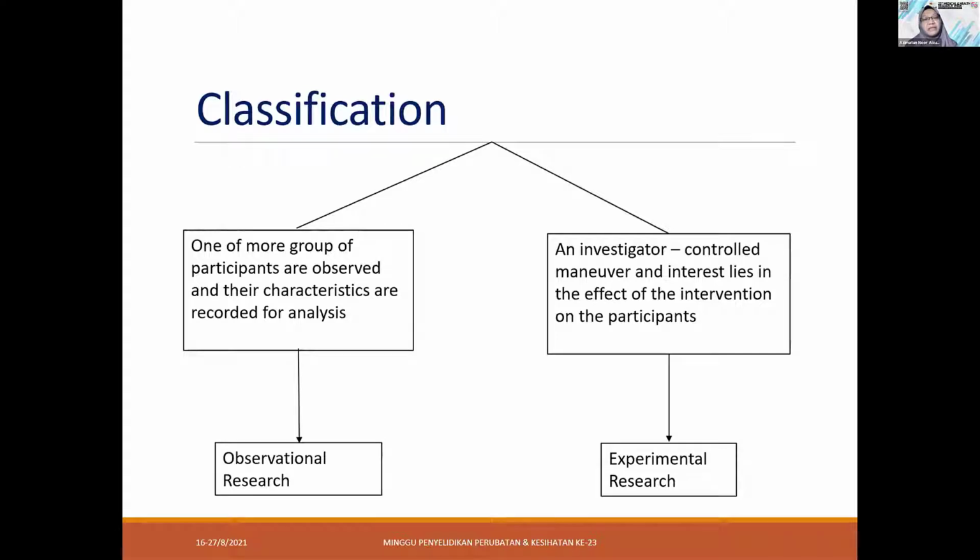Then we can also classify study designs further. If one or more groups of participants are observed and their characteristics are recorded for analysis, it's observational research. However, when it involves investigator control and manipulation, and the interest lies in the effect of the intervention on the participants, then it's experimental research. It's just more of how we classify it.